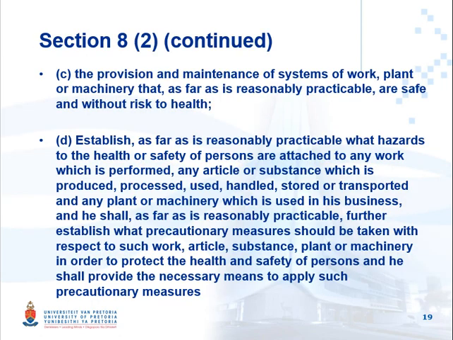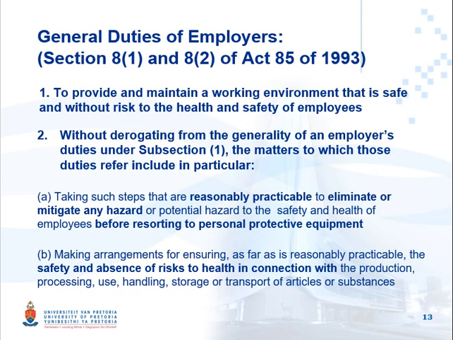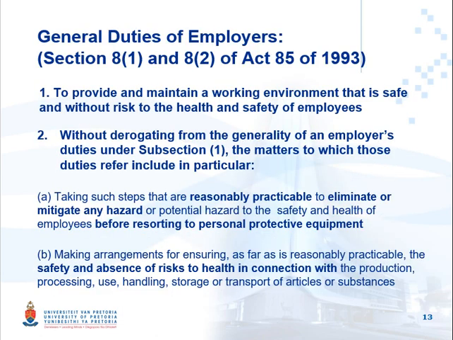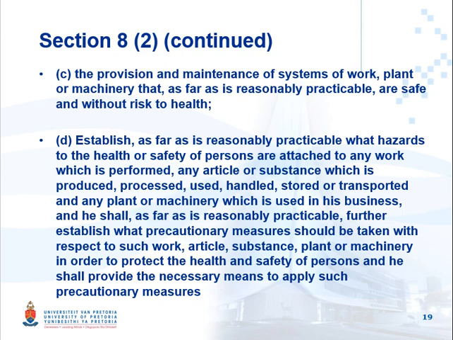Let me show that here we talked about sections A and B, but if we continue here, section A2, in section C, the provision and maintenance of systems of work, plant or machinery that as far as is reasonably practicable are safe and without risk to health. So we talked about it. D, let me go back, is to provide and maintain a working environment that is safe and without risk to the health and safety of employees. Those duties refer to this particular A, B, C, and we are talking about them. Okay. So for these, we established as far as is reasonably practicable, and what does it mean with hazards to the health or safety of a person that is attached to any work which is performed or any substance which is produced.